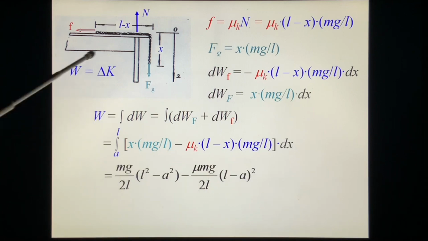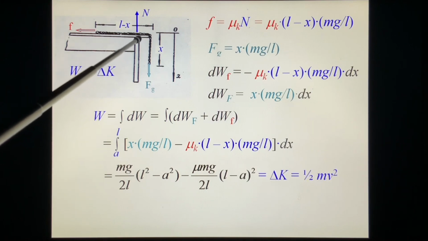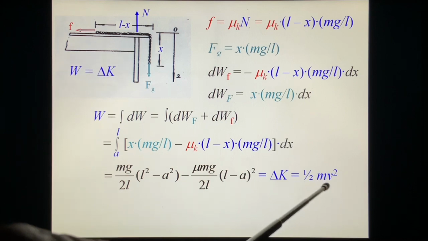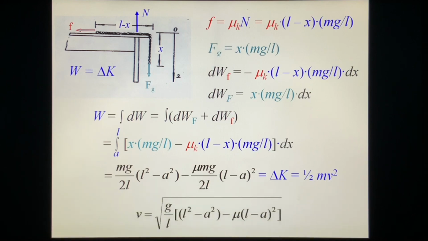And this equals delta K. Delta K: initially Ki is 0 because it is at rest. So this is the final kinetic energy. v is the one we want to find. We take the square root, we get v. That's the answer.